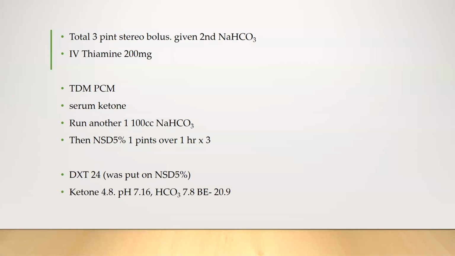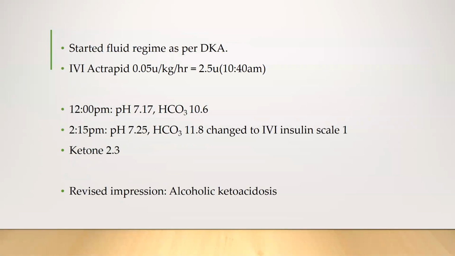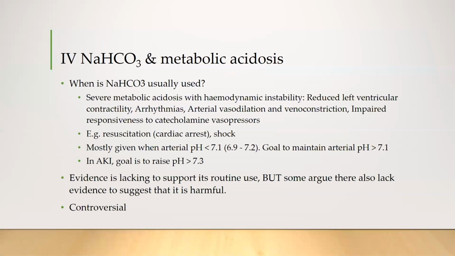However, she actually improved after all these boluses and sodium bicarb. Bicarb becomes 7.8 already. Subsequently, we treated her as actually DKA regime, and her ABG kind of improved a bit, and serum ketone reduced already. So we will be thinking this because she is actually taking a bottle of hard whiskey liquor every day. So this could be just due to alcoholic ketoacidosis causing a severe metabolic acidosis. Yeah, so this is just an example.